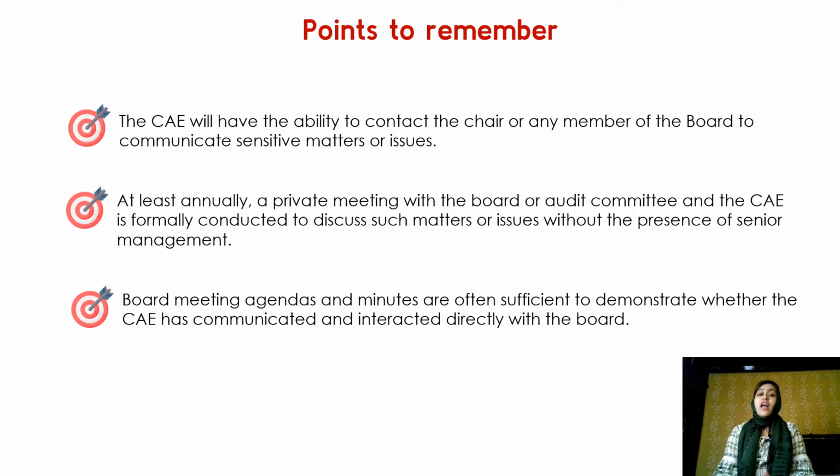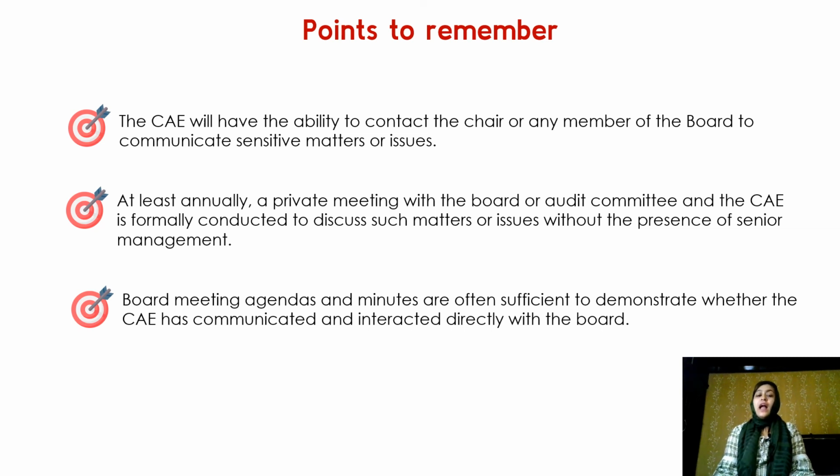The CAE will also have the ability to contact the chair or any member of the board to communicate sensitive matters or issues anytime. Also, a private meeting should be held formally between the board or audit committee and the chief audit executive, at least annually, without the presence of senior management, where they will discuss any matters or issues.